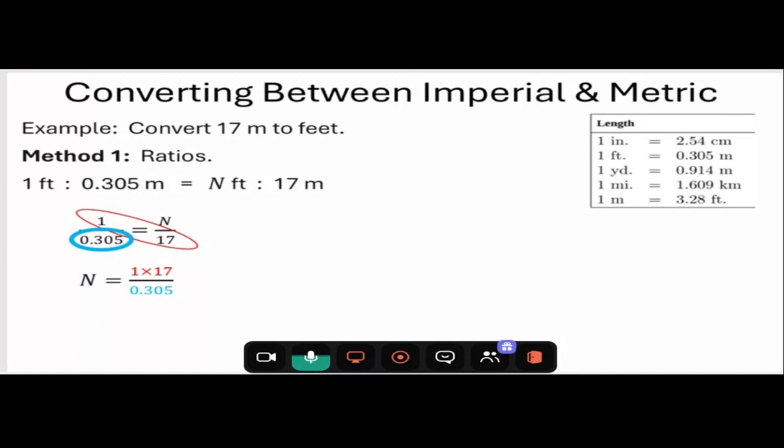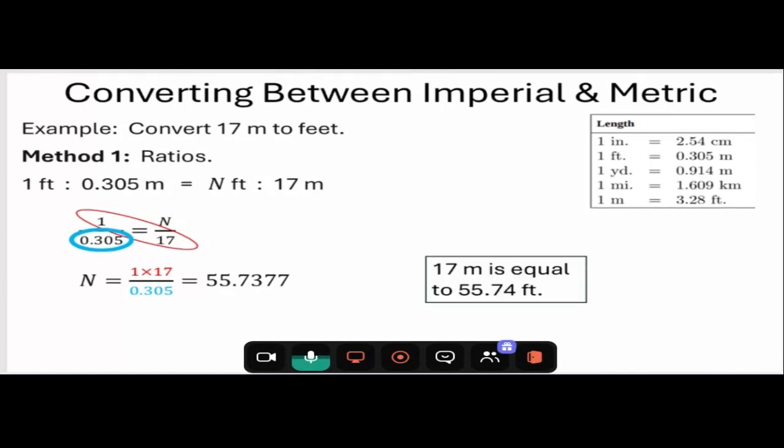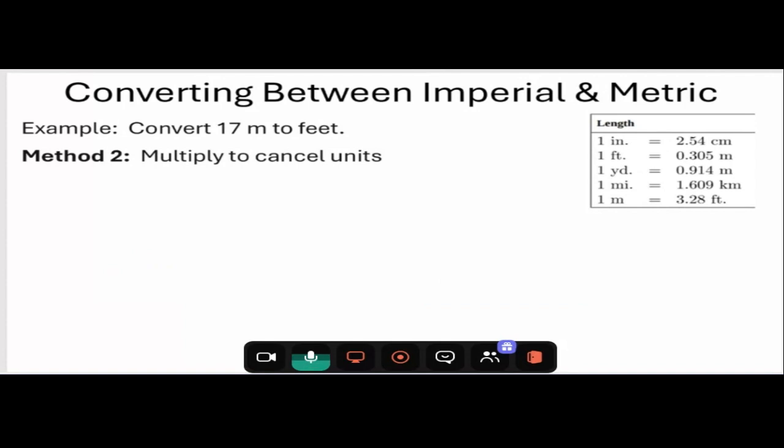So there we go, 1 times 17 divided by 0.305. And I'm going to suggest that here, this would be one where some people would say, oh, I divide by 0.305, not multiply? Yes, you do. Or if that makes sense to you just naturally, that's great. So the ratio helps us get there with absolute certainty every time. So there's our answer. 17 meters is equal to 55.74 feet.